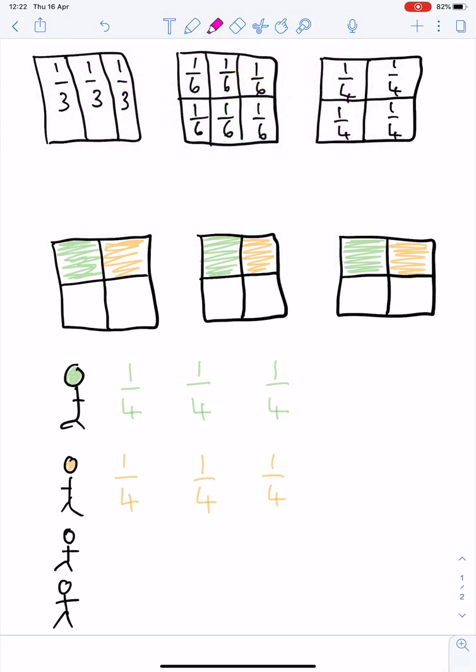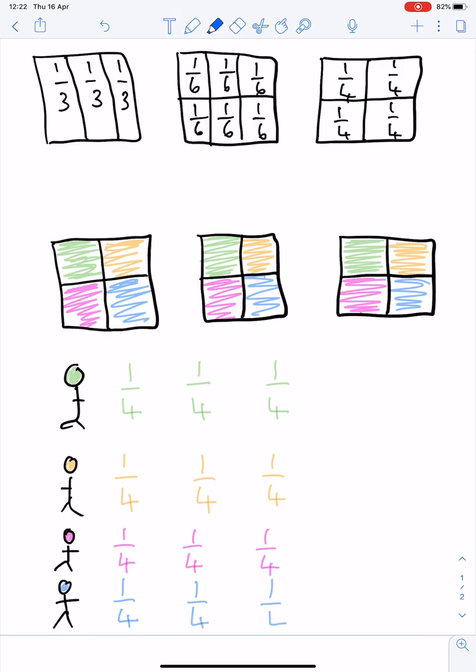The third child will get 1 from this sandwich, 1 from that sandwich, and 1 from that sandwich. So they also get 1 out of 4, 1 out of 4, and 1 out of 4. And then the last child will get 1 piece from each sandwich. If you look carefully, they each have exactly the same amount of pieces.